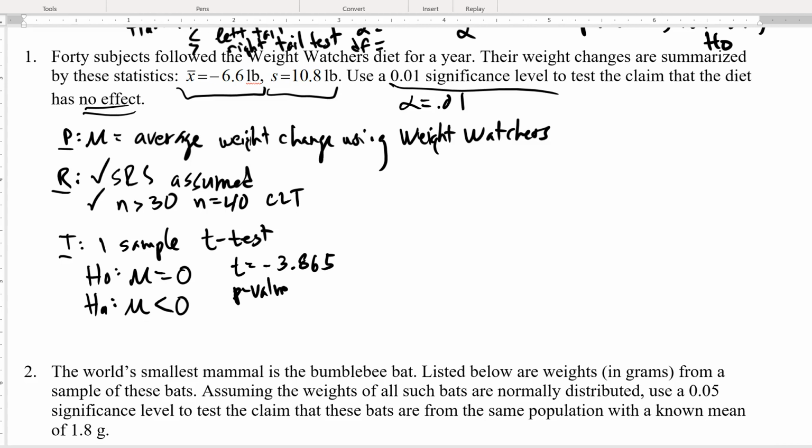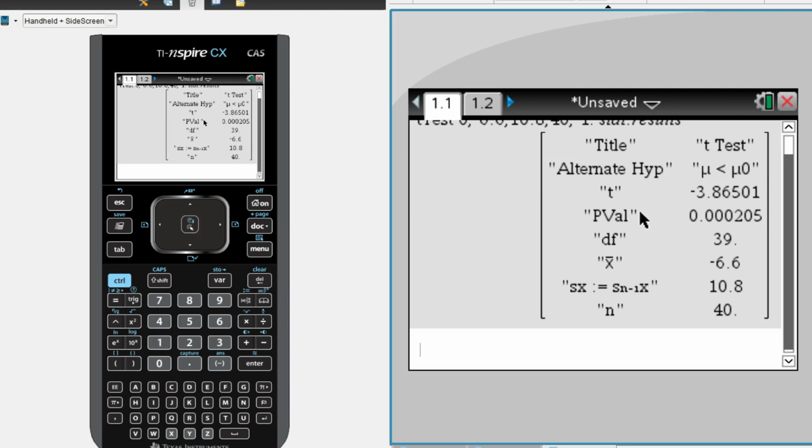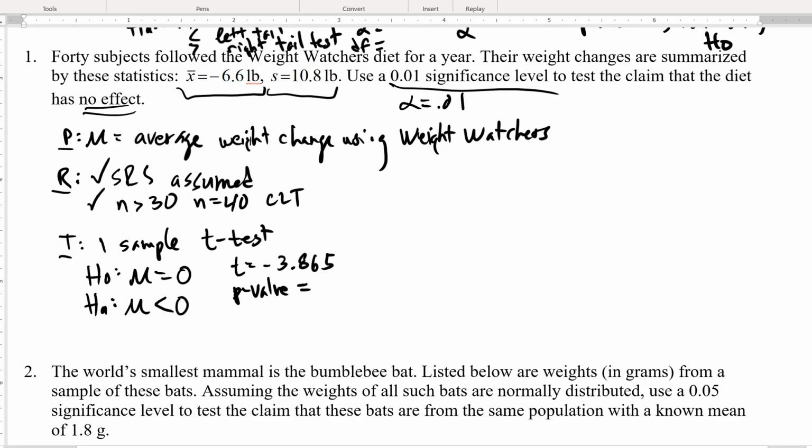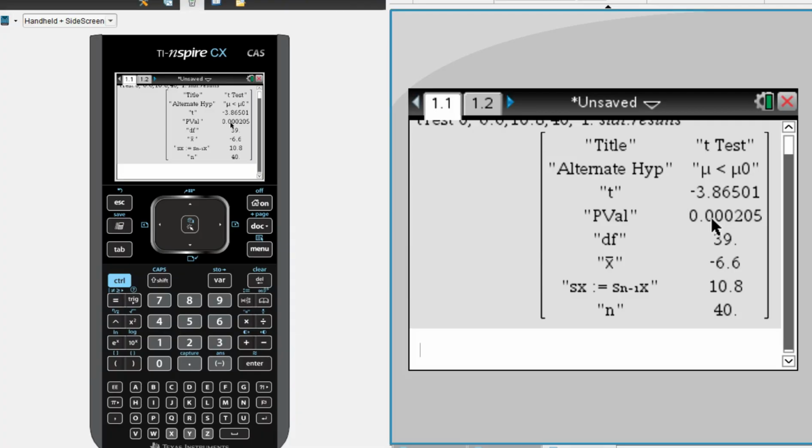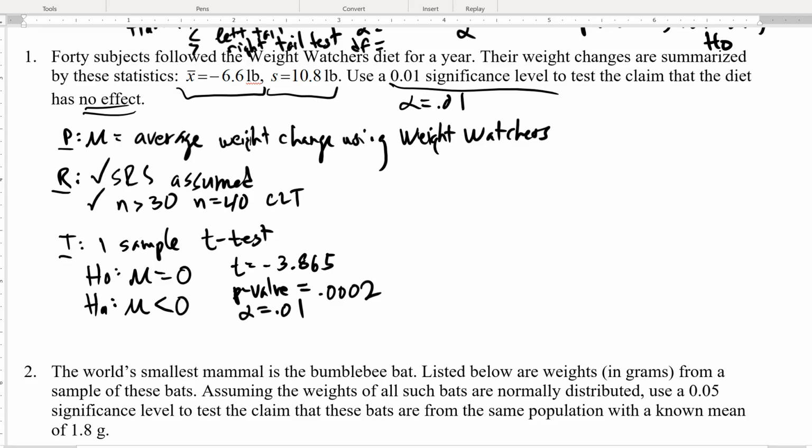P-value would be 0.0002. Alpha, 0.01. And since we're doing a t, do not forget, and I didn't list it here, but the degrees of freedom. So you need to put the degrees of freedom. Since the sample size was 40, you would put 39.